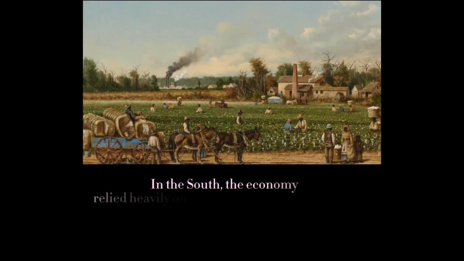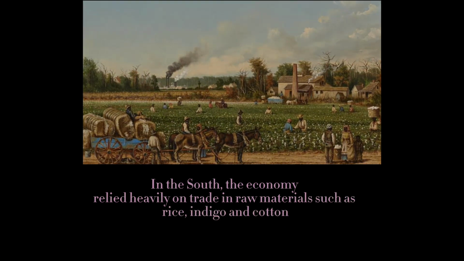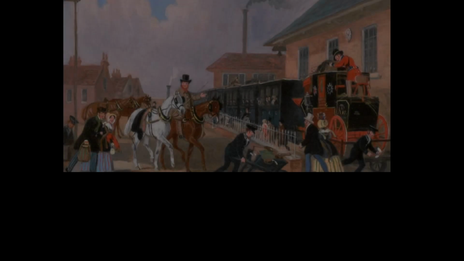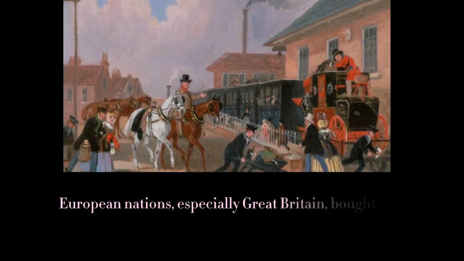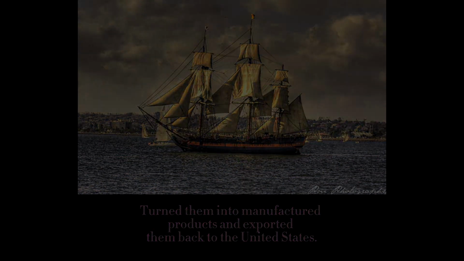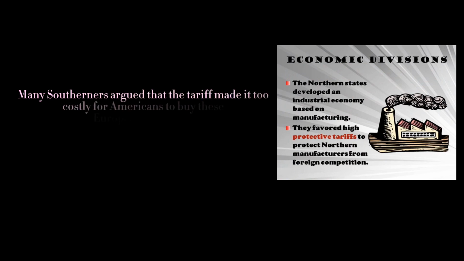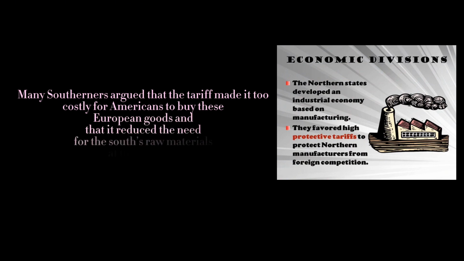In the South, the economy relied heavily on trade in raw materials such as rice, indigo, and cotton. European nations, especially Great Britain, bought raw goods from the South, turned them into manufactured products, and exported them back to the United States. Many Southerners argued that the tariff made it too costly for Americans to buy these European goods and that it reduced the need for the South's raw materials at the expense of benefiting the North.